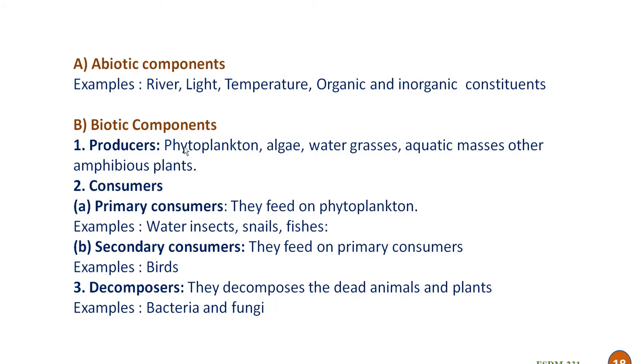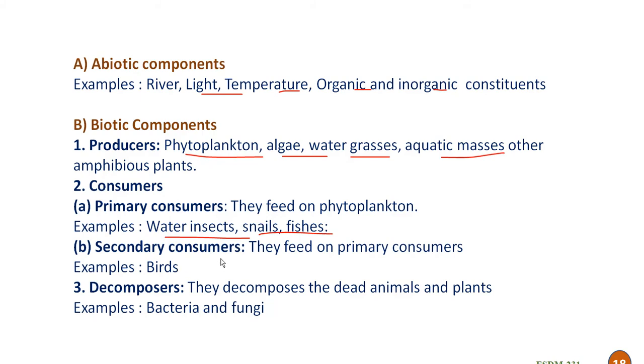Then what are the components of the river ecosystem? In case of abiotic components, light, temperature, organic and inorganic constituents. Then in case of biotic components, phytoplankton, algae, water grasses, aquatic mosses and other amphibious plants are the producers. While in case of consumers, water insects, snails and fishes are the primary consumers.